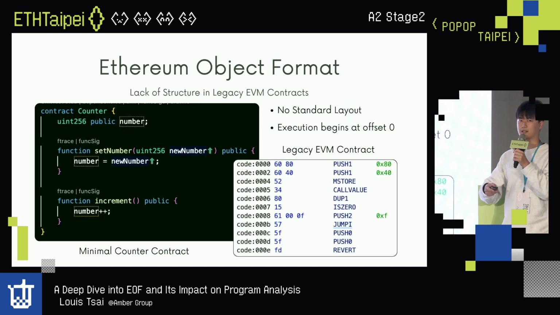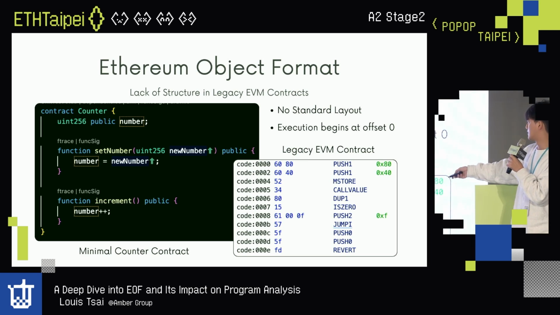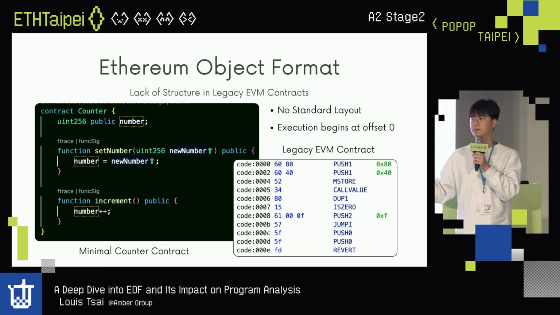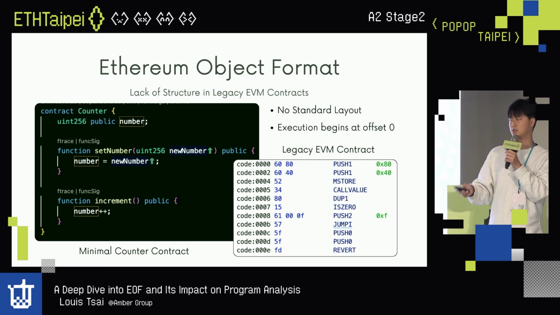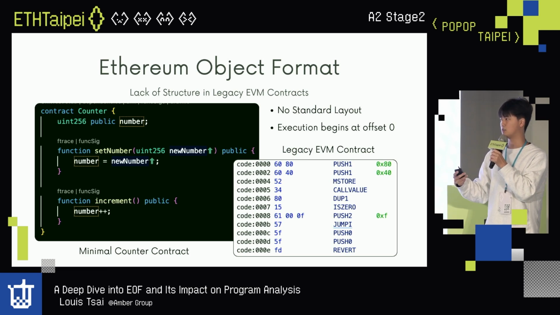Here, we will come back to the EOF introduction and show you how it improves program analysis. This is a simple counter contract, and I compiled this contract using the legacy EVM compiler. And I passed it into Mozilla. And here is the display result for Mozilla's listing view. As you can see, in the legacy EVM contract, there is no specific format for the bytecode. And all the contract logic starts at offset 0.